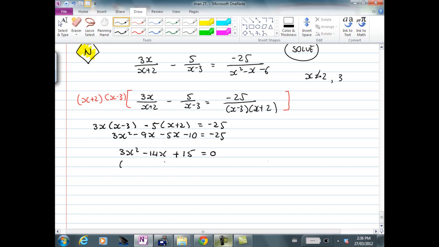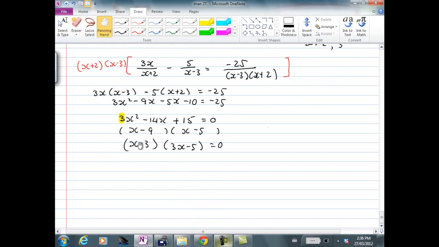Break it up into two brackets. X minus 9, x minus 5. But be careful. A lot of you will forget there's a 3 here. I will deduct marks if you forget that 3. That's going to be x minus 3, 3x minus 5. Some of you got up to here and I said you're so close to the answer. See, this is not an answer. This is called factoring or simplifying. I asked you to solve, which means set each bracket to 0 and find x. That's the difference between solving versus factoring.